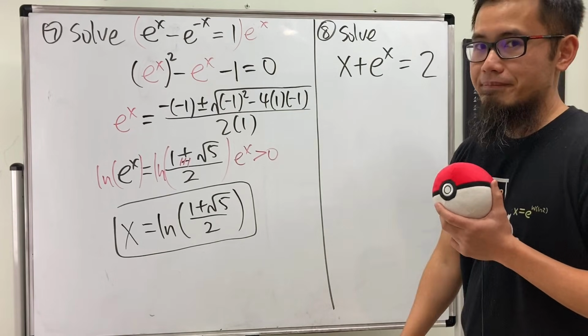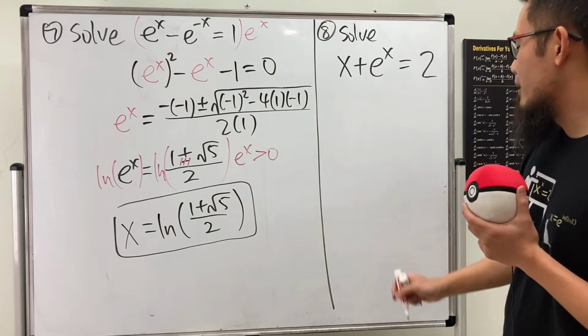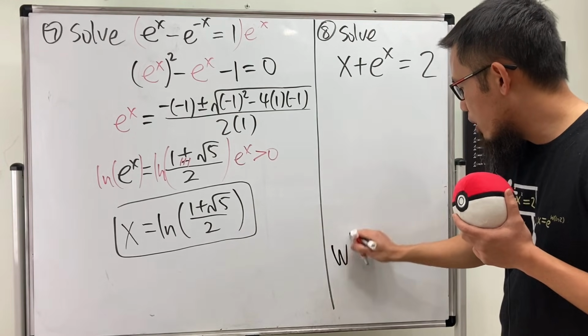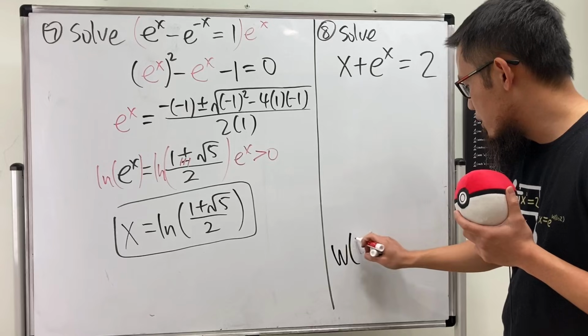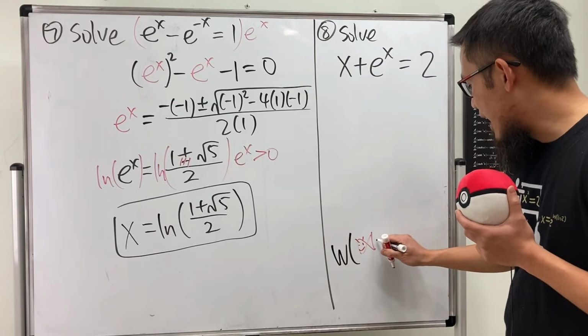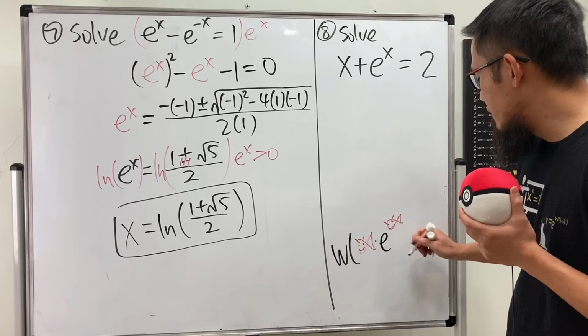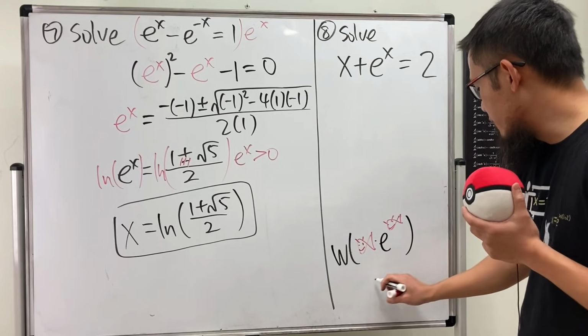Well, this is how we can do it. Have a look right here. Remember, we really need to have W of the fish, right, times e to the same fish. We really need to have this form in order to get the fish back.